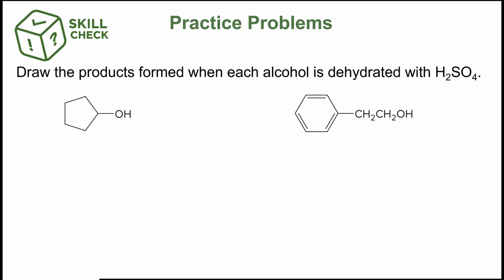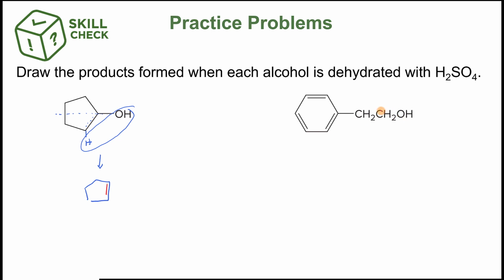In these practice problems, we're going to look at drawing the products that result after a dehydration reaction. In this alcohol here, this is symmetric, so we don't have to worry about multiple products. We're going to look for the hydrogen on the adjacent carbon, and this is what is getting eliminated. So that's where my double bond is going to form right there. And there's my double bond.